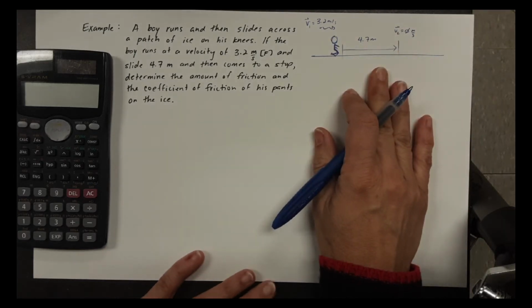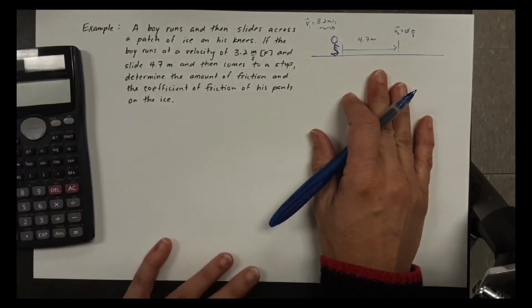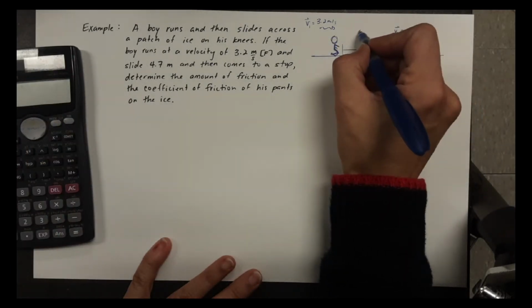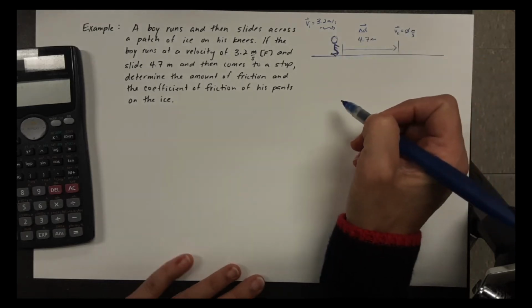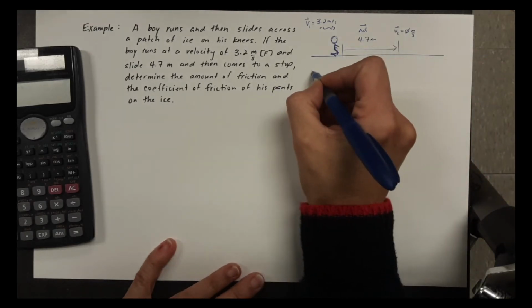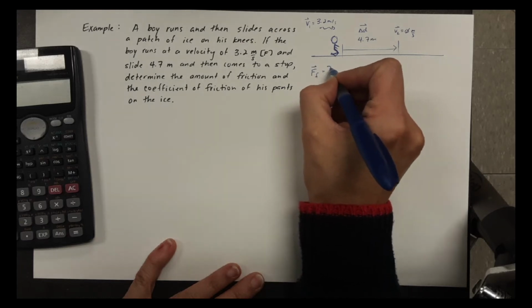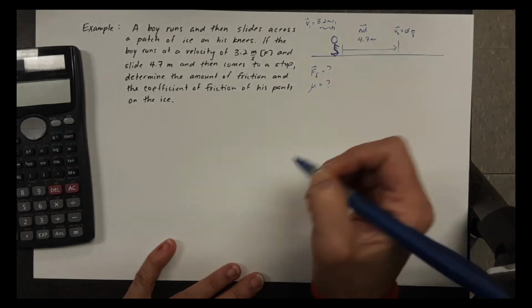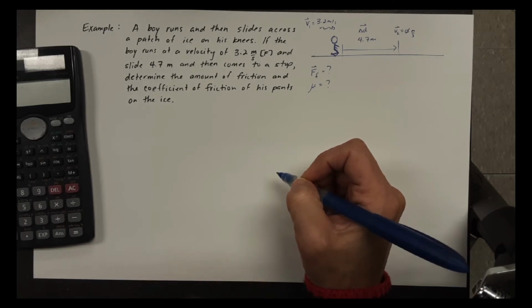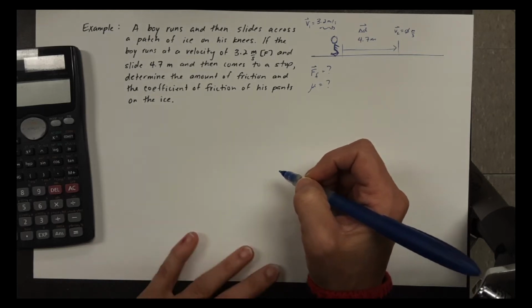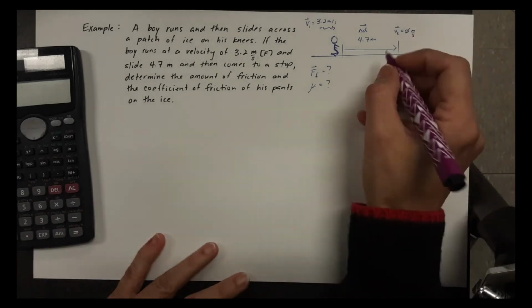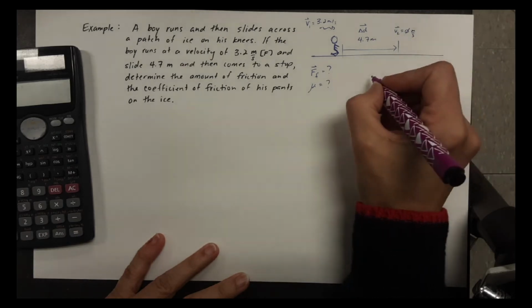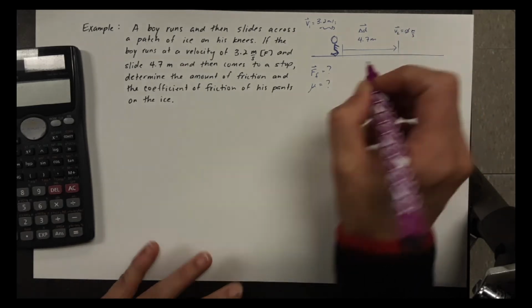So what do I know from the information and what do I need to find? So this is what I'm given. I'm given the displacement, the V1 and the V2, and I'm asked to find the force of friction and the coefficient of friction in this question. Okay. So the first thing I would do is draw a free body diagram.